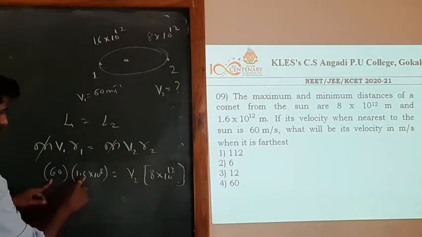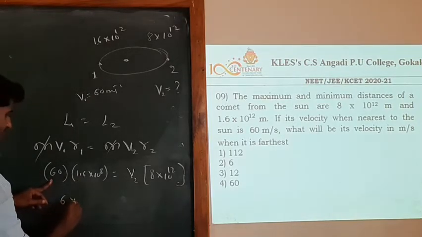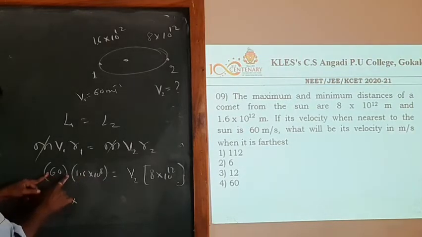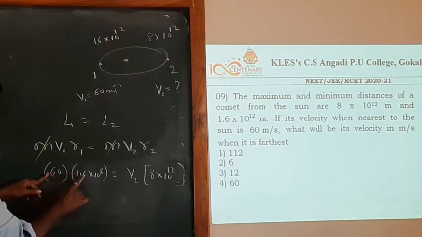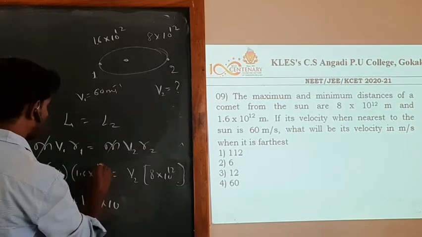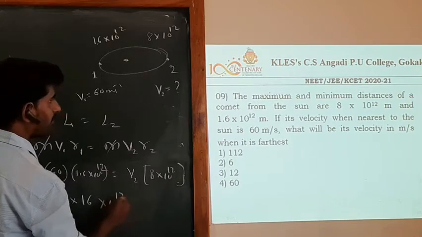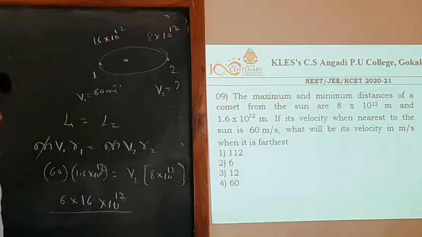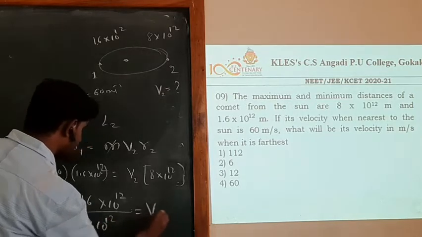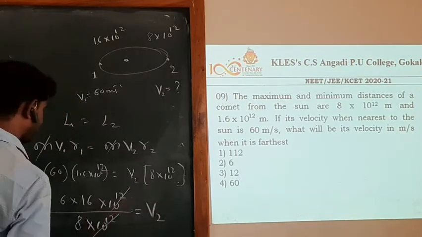Say 60 into 1.6. Instead of that, I'll write 6. I can write 60 as 6 into 10. So I'll take this 10 here with the 1.6. This becomes 16 and 10 to the power 12, divided by 8 into 10 to the power 12, and the remaining term is V2. 10 to the power 12 and 10 to the power 12 cancel.